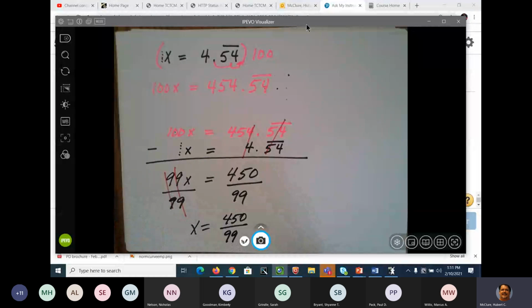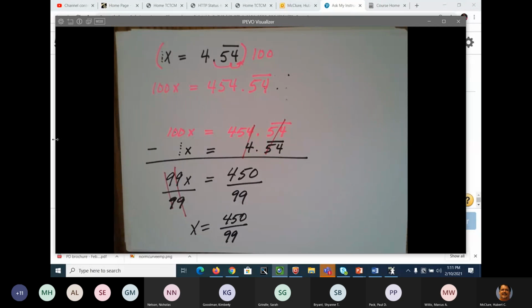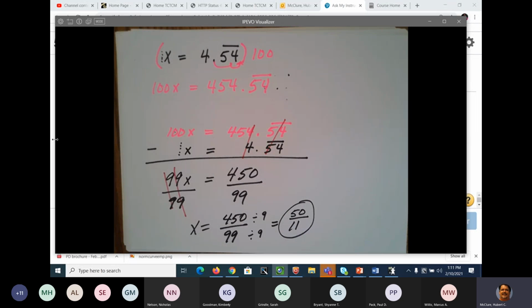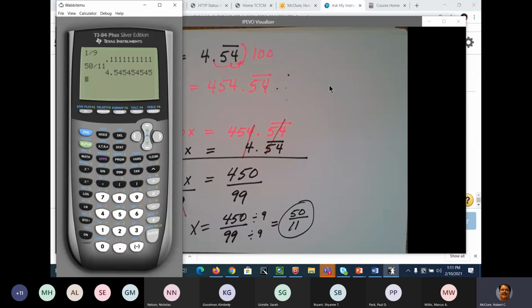And of course, the first thing I think of is 9 because of that 99 on the bottom, or 3 or 9. But since 9 will go into 45, I reduce this, divide by 9, and that equals 50 over what? And how do you check it? You go to your handy dandy calculator and you divide 50 by 11. And you feel good about yourself.